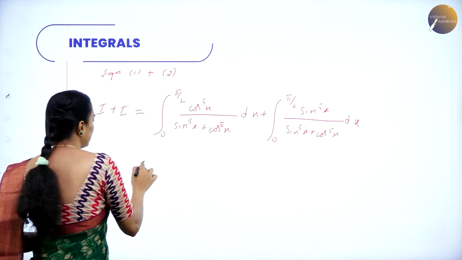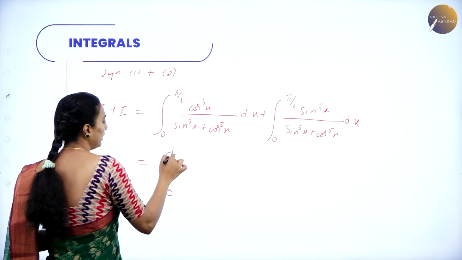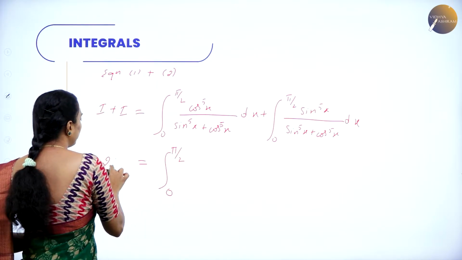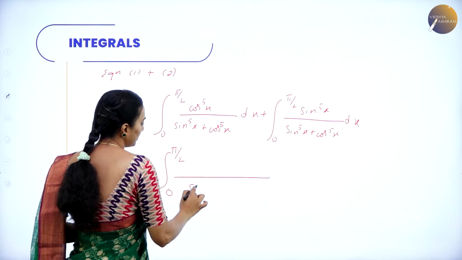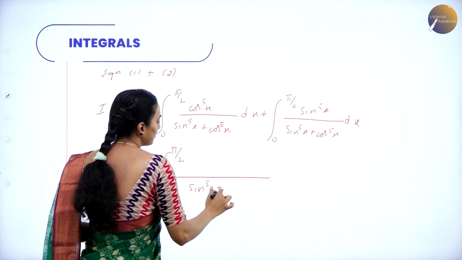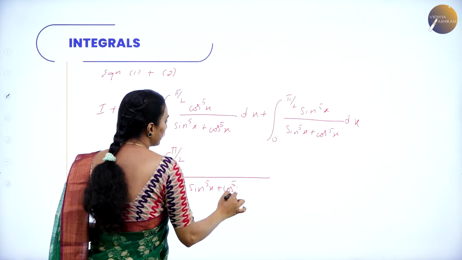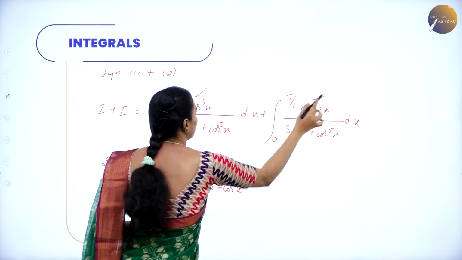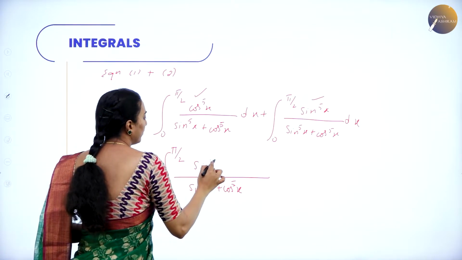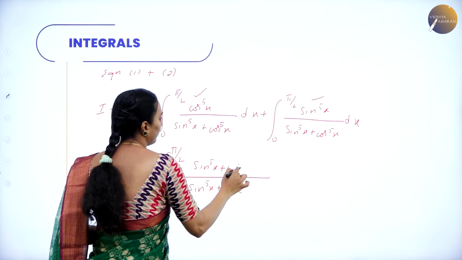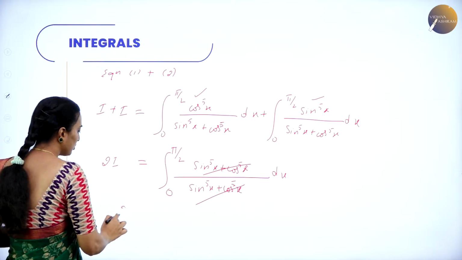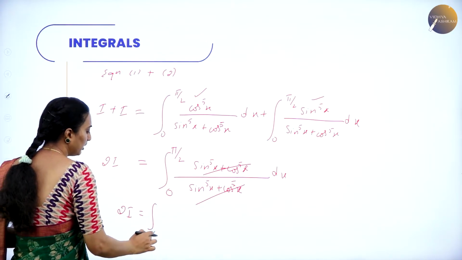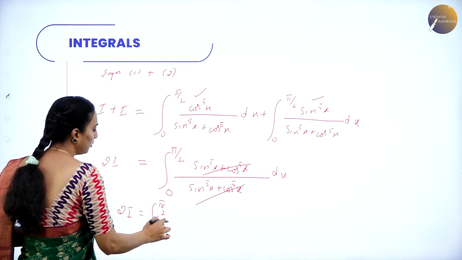Now the denominator is the same, so you can take the integral as one. I plus I becomes 2I. The denominator is sin to the power of 5x plus cos to the power of 5x, and the numerator you can add up these two, that is sin to the power of 5x plus cos to the power of 5x, into dx. Now this will get cancelled. So 2I is equal to the integral from 0 to pi by 2 of 1 into dx.